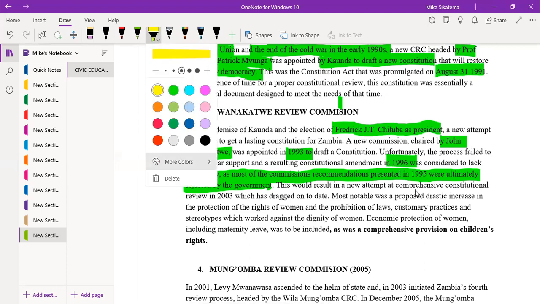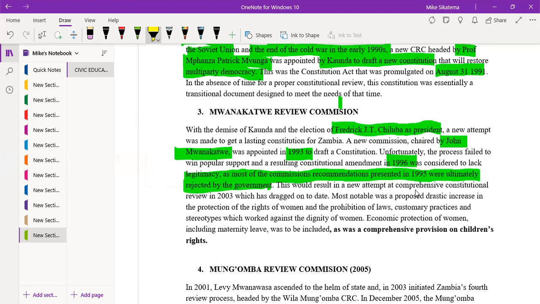So I'm going to highlight these in yellow. Most notably was a proposed drastic increase in the protection of human rights of women and the prohibition of laws, customary practices, and stereotypes which worked against the dignity of women. Economic protection of women, including maternity leave, was also included. Pay attention, as was a comprehensive provision on children's rights. So children's rights were actually recognized highly during the Mwanakatwe Review Commission.